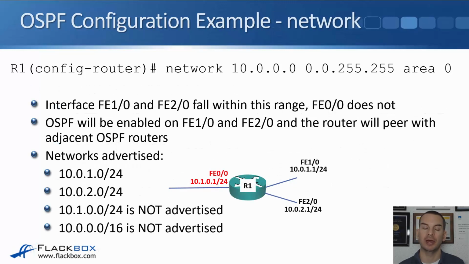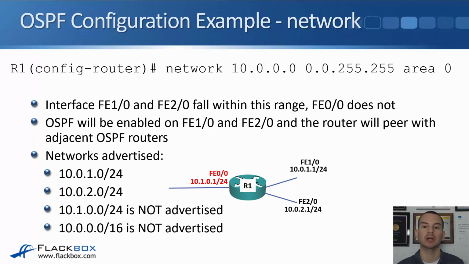So the same example as we had before for EIGRP, you see we've got R1 here. Fast Ethernet 0/0 has got IP address 10.1.0.1/24. Fast 1/0 is on the 10.0.1.0/24 network, and Fast 2/0 is on the 10.0.2.0/24 network. So we could put in 3 separate network statements to cover each of the interfaces, or we could just cover them all with just one network statement.